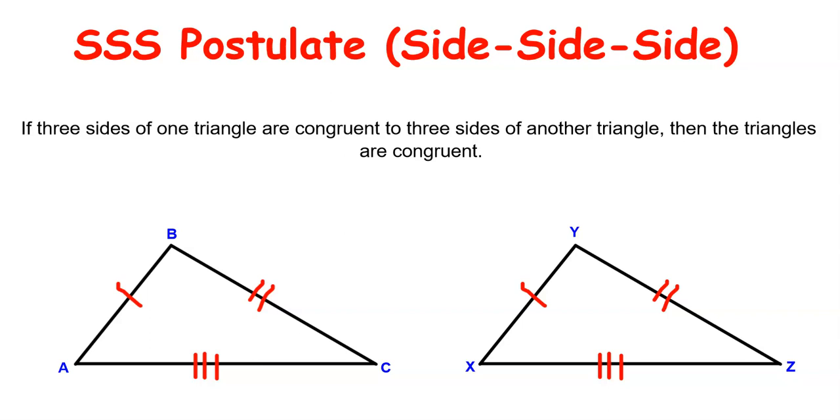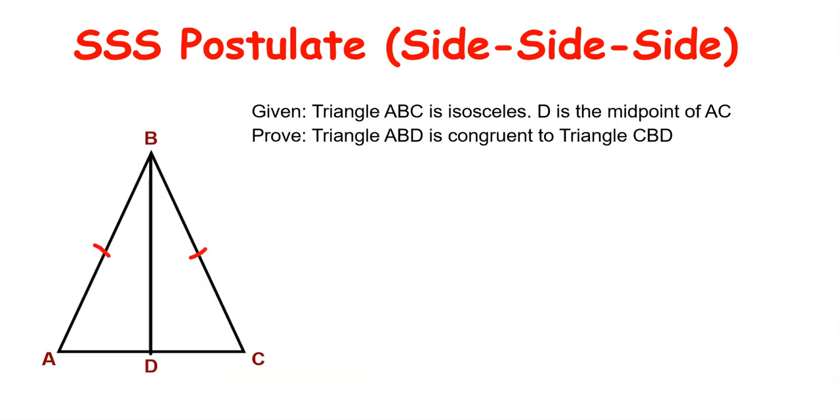So let's take a look at what this actually looks like. Anytime we're using any of these three congruence postulates, our goal is to show that the corresponding parts of the postulate that we're using are congruent. So if we're going to use side-side-side, the things that we need to do in our proof are say that there are three sets of congruent sides and show that as a part of the proof.